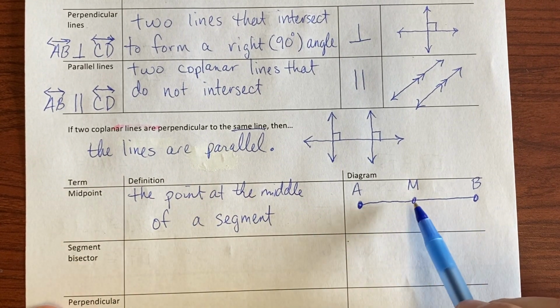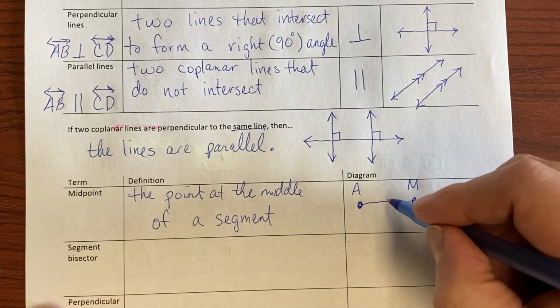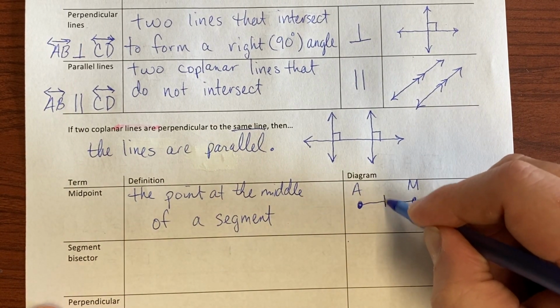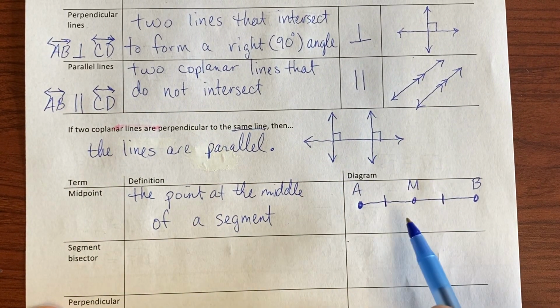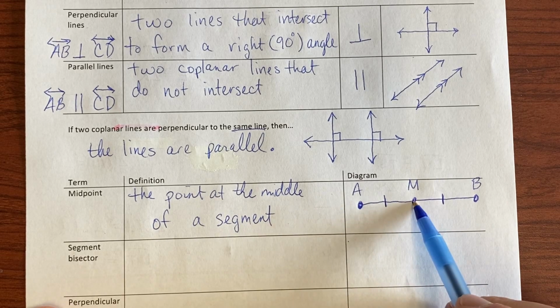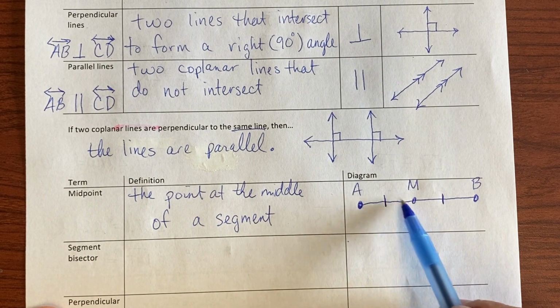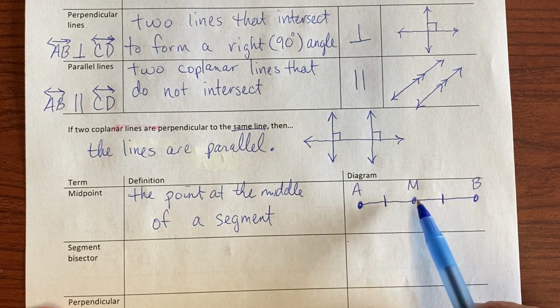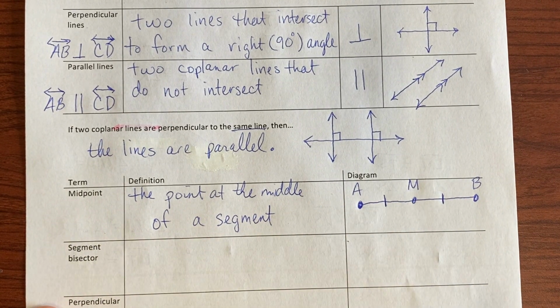And then the way that you can show that M is actually in the middle and how you're going to be able to tell from diagrams is that tick mark that we use to show congruent pieces. So if I put a single tick mark between A and M and another one between M and B, that means that segment AM is congruent to segment MB and that M must be in the middle of that segment.